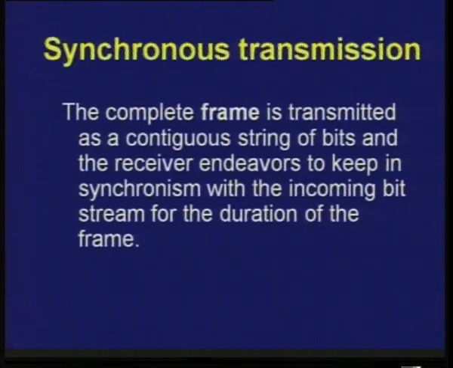In synchronous transmission, the complete frame is transmitted as a contiguous string of bits, and the receiver endeavors to keep in synchronism with the incoming bit stream for the duration of the frame. That is, an entire frame of data consisting of many bits, many bytes, is transmitted as a contiguous string. And it's up to the receiver to identify the duration of the frame, and to identify that this is the beginning of the frame and this is the end of the frame. This is what happens in synchronous transmission.